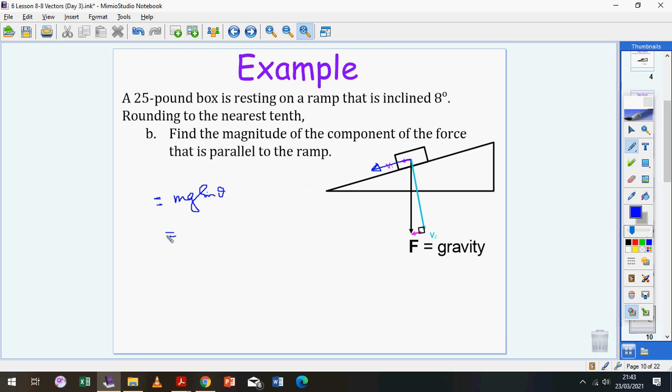25 times 10 times sine 8. So 250 sine 8. 34.8.